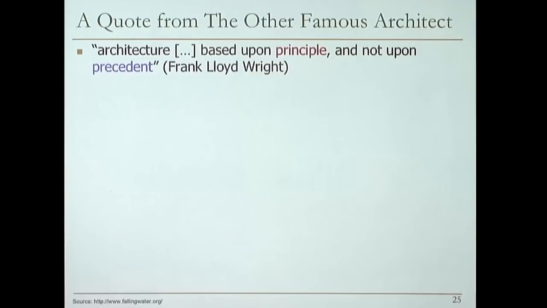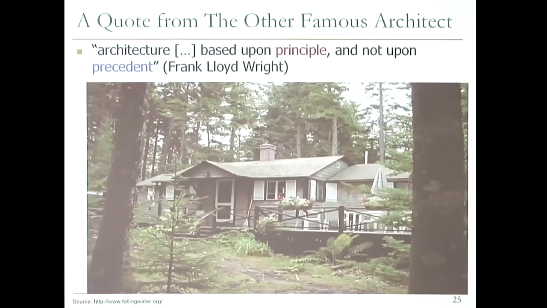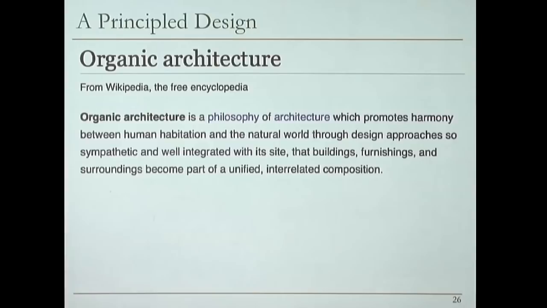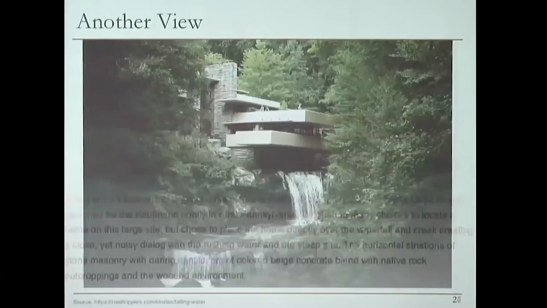Okay, so if Frank Lloyd Wright was doing yet another house in nature, maybe he would have done this. This is the precedent. But he didn't. Instead, he designed something like this because he had a principled design, right? He had his own principles. And his principle was organic architecture, basically, which promotes harmony between human habitation and the natural world through design approaches so sympathetic and well integrated with its site that buildings, furnishings, and surroundings become part of a unified, interrelated composition. It's a bunch of big words, but an example is Fallingwater.